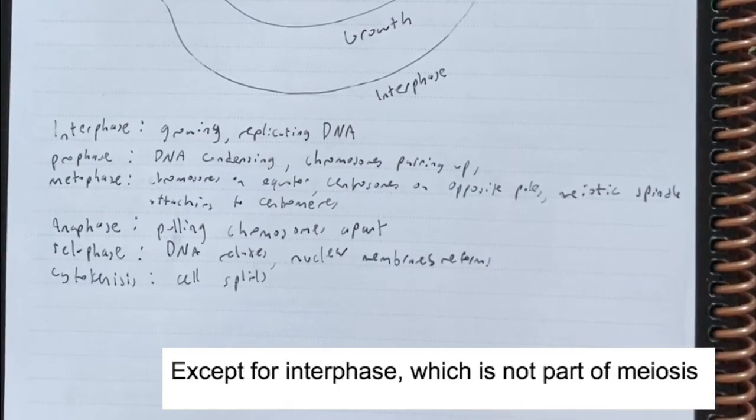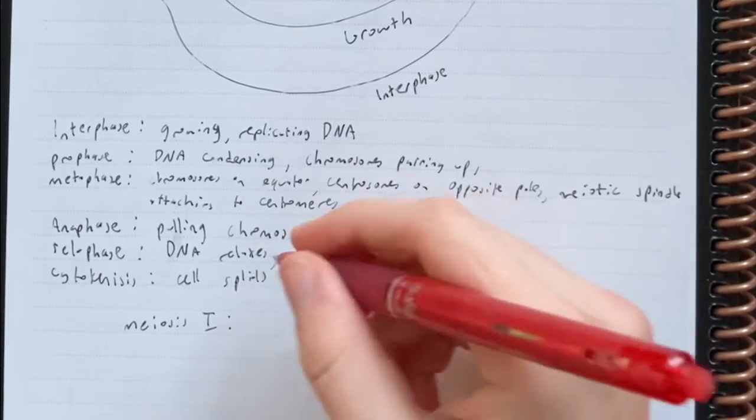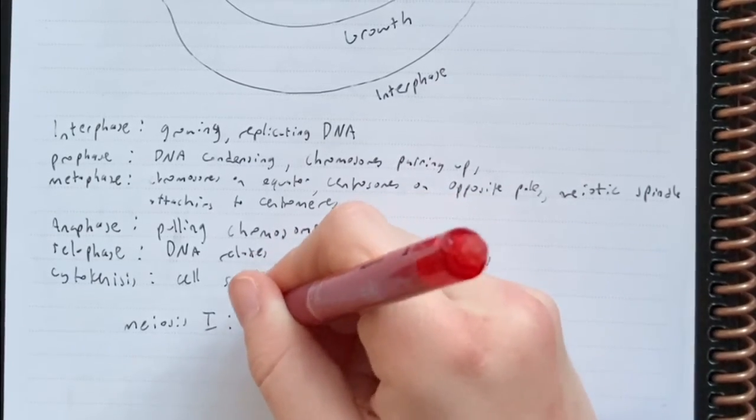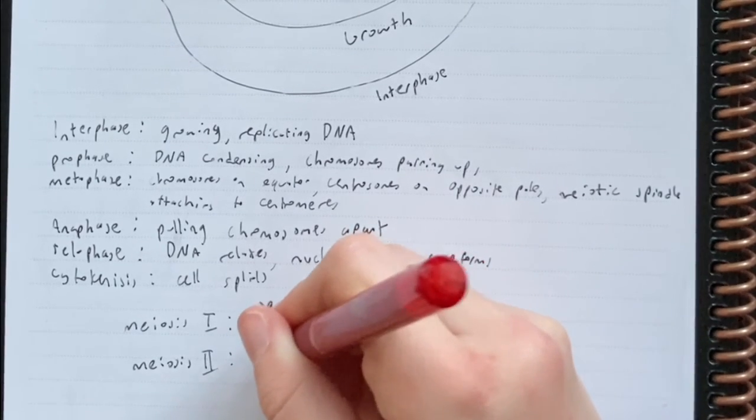And each of this happens twice, in Meiosis I and Meiosis II, where Meiosis I separates the pairs of replicated chromatids, whereas Meiosis II separates the replicated sister chromatids from each other. And that's about it.